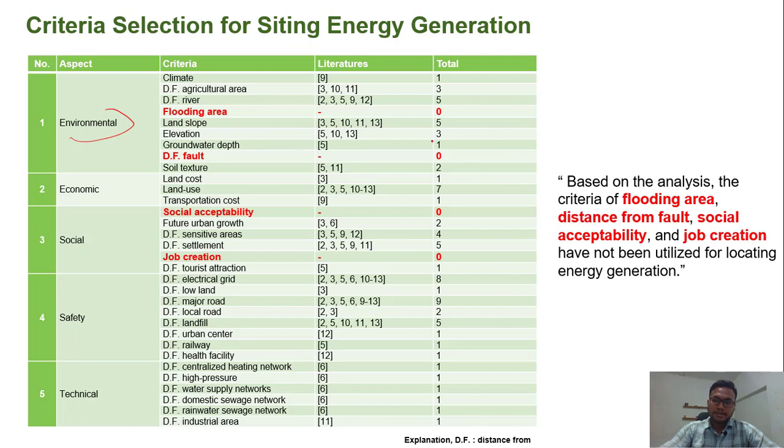Based on the analysis, the criteria of flooding area, distance from fault, social acceptability, and job creation, which I colored red, have not been utilized for locating energy generation. So this is good news for us, where we can use these criteria for our future research.